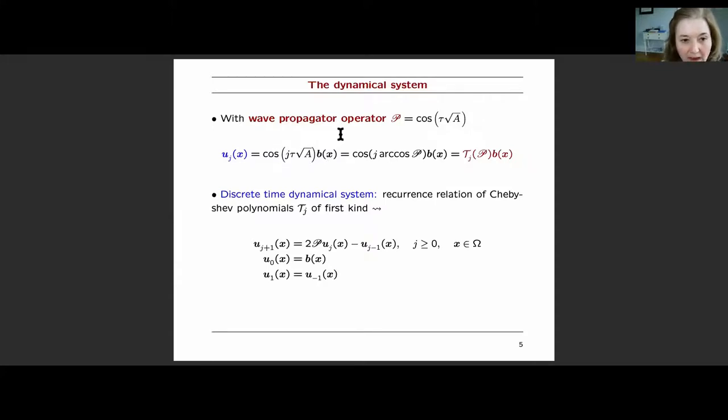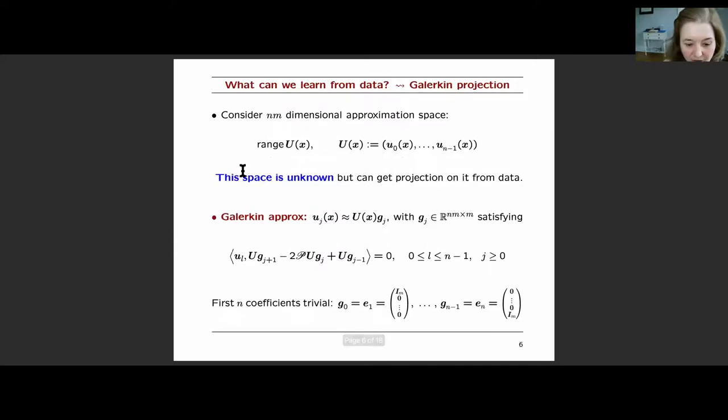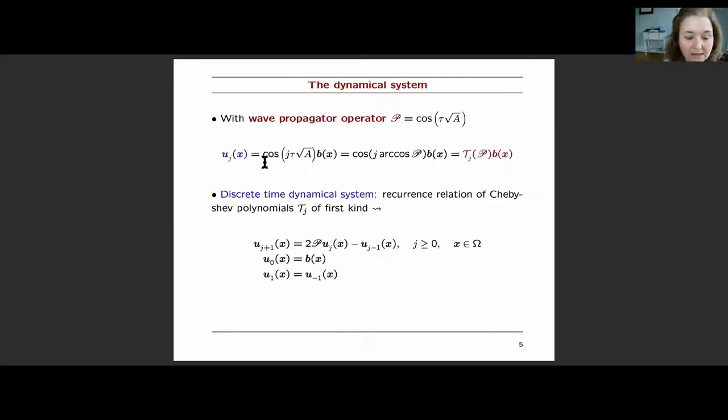So in order to write the dynamical system, that is the evolution of the state, we introduce this operator, which we call the propagator operator, which is given by the cosine of tau. So tau is the time sampling rate, square root of A. And using this operator, we can write the snapshots u_j as the cosine of j tau square root of A, which I already had on the previous slide.